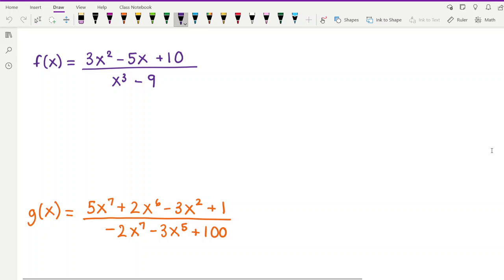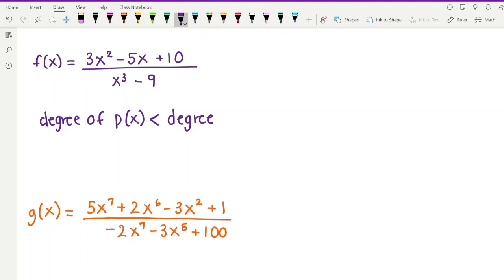Okay, so the key thing is just degree, right? We just want to look at the degrees. So in this case, the degree of the numerator is 2 and the degree of the denominator is 3. Right? So let's use p of x for the numerator and q of x for the denominator. So in this case, the degree of the numerator, p of x, is less than the degree of the denominator, q of x. And I'll put the numbers here, right? 2 was the degree of the numerator and 3 was the degree of the denominator.